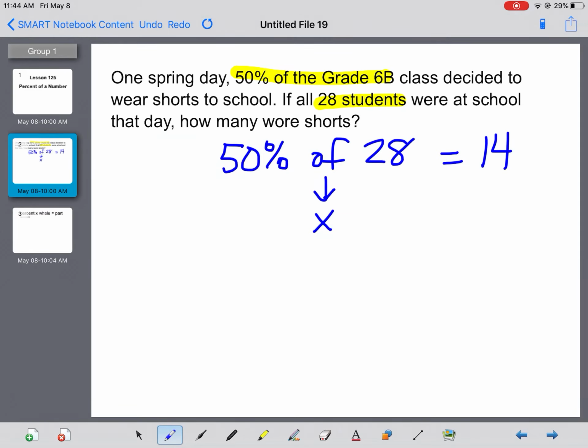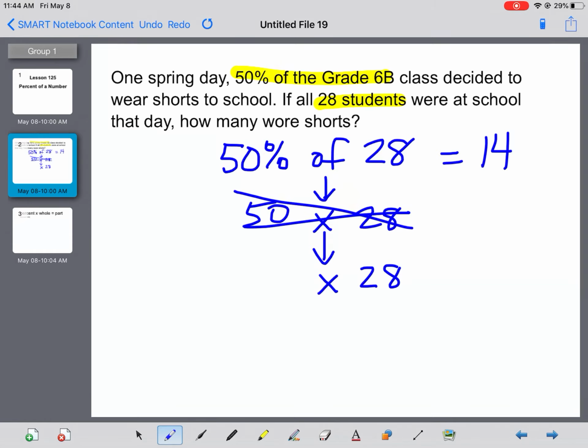Now, you may be tempted to think, oh, 50% of 28, I'll just do the "of" as a multiply, and do 50 times 28. Wrong. Do not do that. If you multiplied 50 by 28, you would end up with more students than there are in grade 6B, and your answer would make no sense. However, we still have to multiply. We still have 28 students.